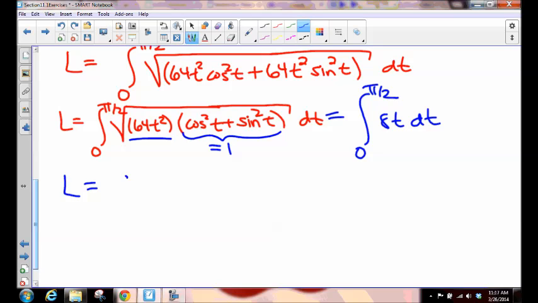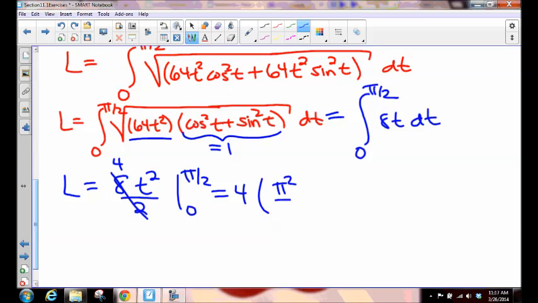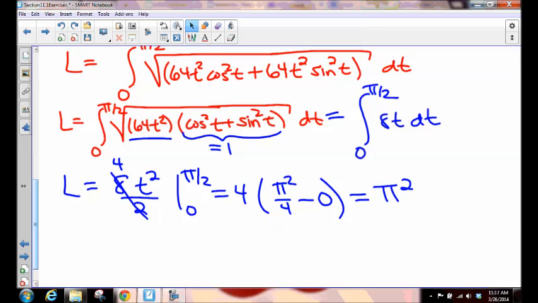So L is going to be equal to 8 times t squared over 2 evaluated from 0 to pi over 2. Of course, my 8 and my 2 are going to cancel and give me a 4. And then I'm ready to substitute in my limits of integration. So this is going to give me pi squared over 4 minus 0, or the length of my curve is going to be pi squared.